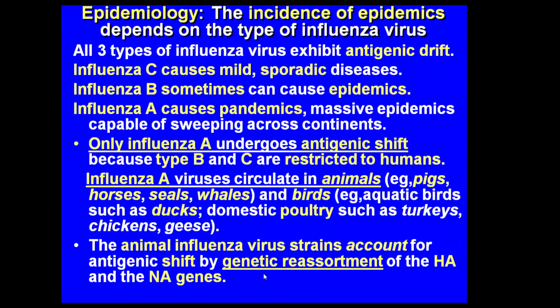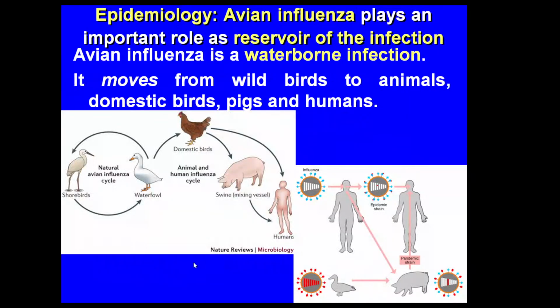So, a few words about the epidemiology. You already understood that our main headache is because of influenza A virus, because only this one undergoes genetic reassortment of hemagglutinins and neuraminidase. My dear, this is the picture from Nature Reviews Microbiology, and this is how the last 2009 strain of swine flu appeared. So first, the virus had been transported in nature between shorebirds and waterfowl birds. Then they had passed to the domestic birds and then to swine.